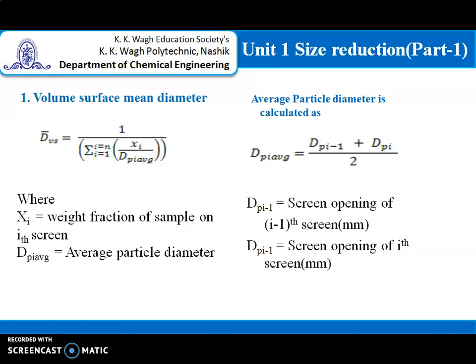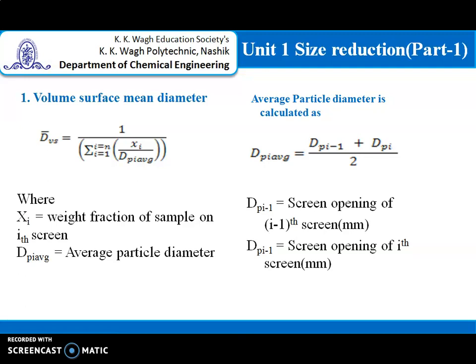So in this case, for determination of the average size of the particle, a certain sample is taken, then that sample is analyzed using screens, that is, screen analysis is carried out, and the weight of material retained on each screen is noted down. Likewise, the screen opening is also noted down. And once we know the data about the weight of material retained on each screen and the screen opening, the average particle size can be determined.